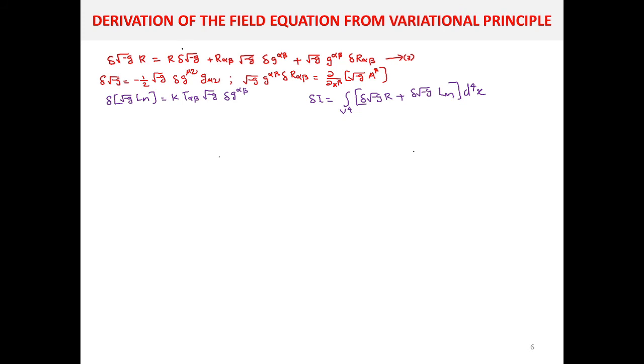Okay. Next we consider the term δ of (root of minus g L_m). Here we introduce a tensor T_μν, where T_μν is called the energy momentum tensor, such that δ of (root of minus g into L_m) can be written as some constant k into T_μν into root of minus g into δ of g^μν. Here T_μν is the energy momentum tensor for matter. So now we have calculated these two terms.